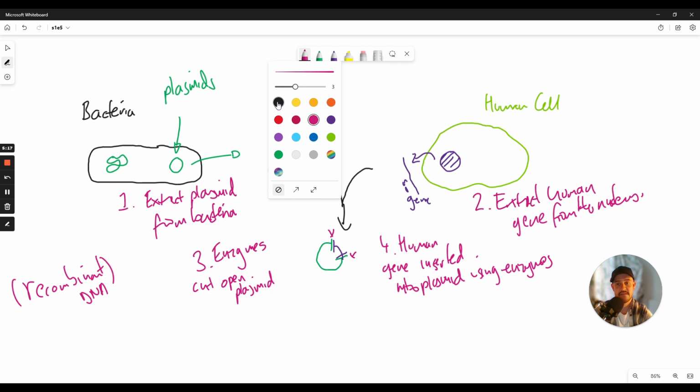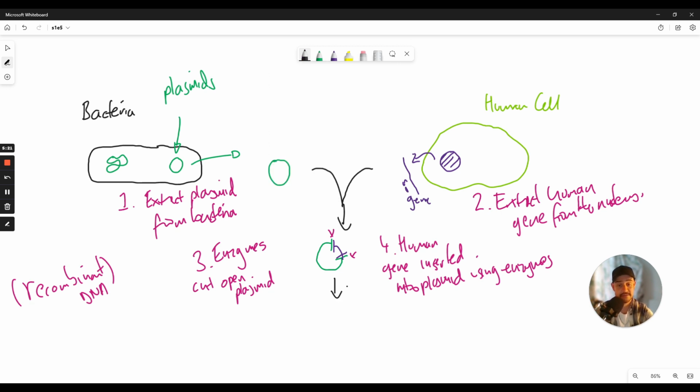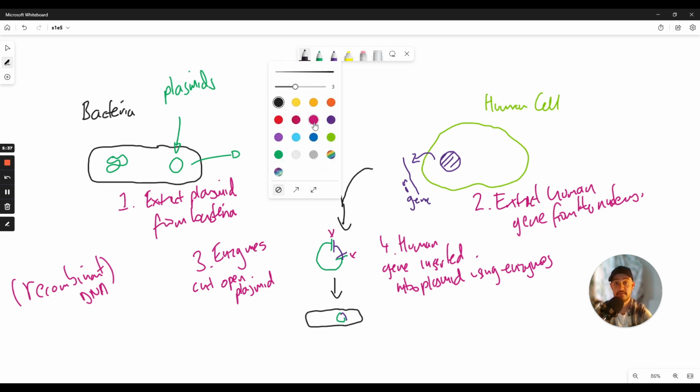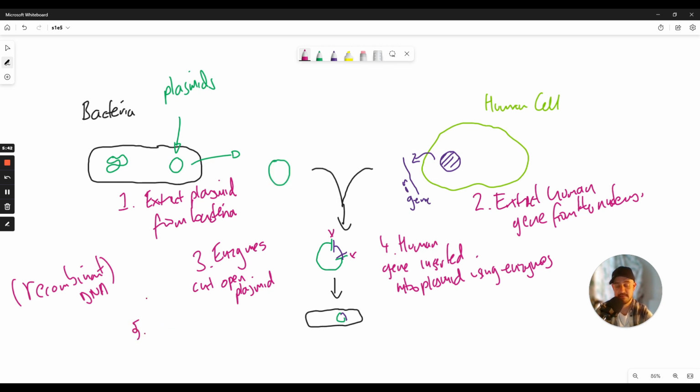Right, next we have our complete vector. We're now going to put it back into a bacteria. So you get another bacteria cell, and you're going to insert the plasmid with that human gene into it. Okay, so I've drawn it there, and you can see this plasmid has both species genes. So step 5, okay, the plasmid is inserted into a new bacteria.